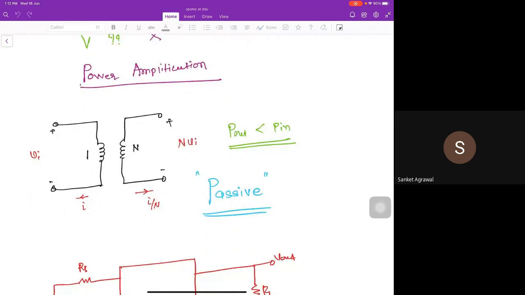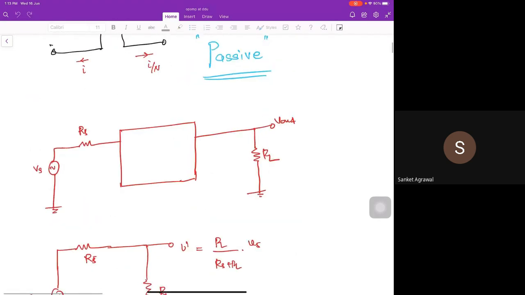Let's consider a simple passive device, the transformer. The input is Vi. Based on the turns ratio, I will get the output voltage, which is N times Vi. But we see the output power is always less than the input power, because it dissipates power. This is a passive device, and a passive device always dissipates power, so it can't be used for amplification. So we have to think of another device, let's say an active device, and that also a non-linear one. Why not a linear one? Let's think.